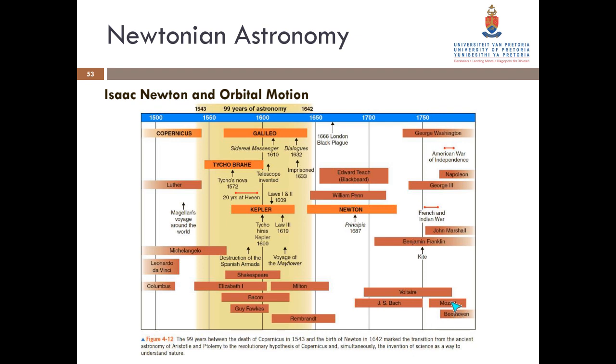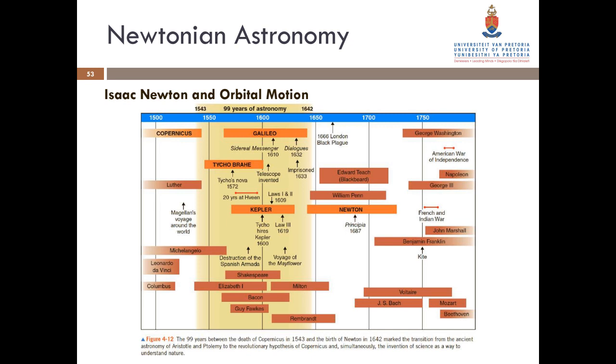So here we can put together on a time scale which time era everyone we talked about lived in. Here we can see Copernicus is 1500, Galileo is 1600. Here we can say Tycho Brahe. Here we can say Luther. Here's Michelangelo. Here's Shakespeare. Here's Newton. And here's George Washington, Napoleon, King George III, Benjamin Franklin. You can see here is Bach, and Mozart. So everything quite overlapped during this time.